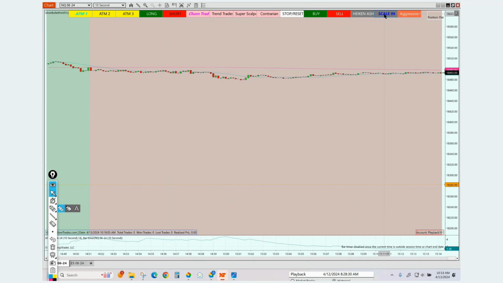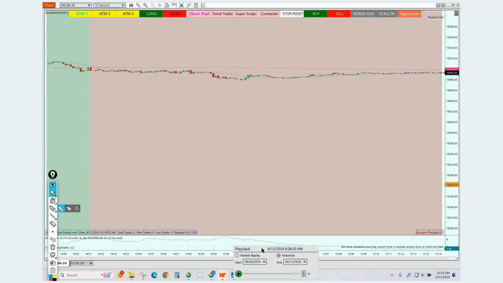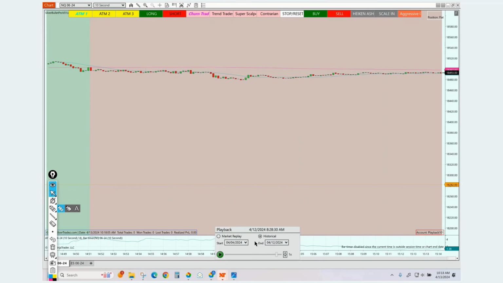Then we have scaling in mode. If you want to scale in, the scale in button is there. If you want to trade aggressively, we have an aggressive button here. I'm going to trade with yesterday's data. In most of my demos, I use the previous day's data, that's Friday's data. And we start around the open of the market. We wait for a few minutes to get a sense of the market, and then we turn the software on.